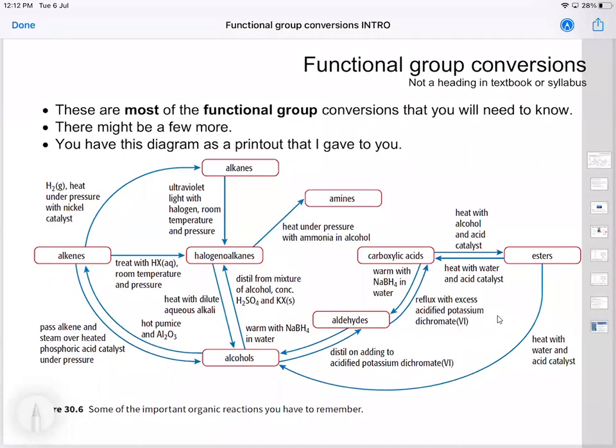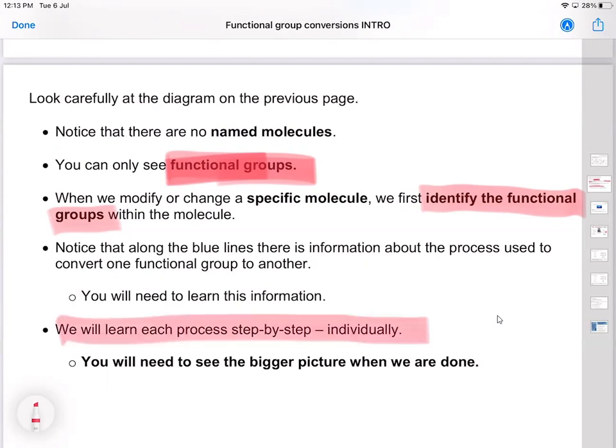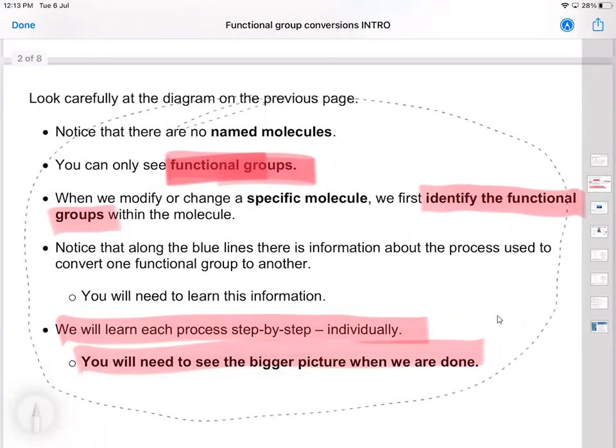So they're not converting specific molecules into other specific molecules. It's one type of functional group into a different type of functional group. Cool. So there's no named molecules. You only see functional groups. So when we modify or change a specific molecule, we first identify the functional group, and then we say what kind of conversions that functional group can undergo. Cool. And we will learn each new process step by step individually, and then you will need to know the bigger picture when we are done. Cool. So that's the first page.